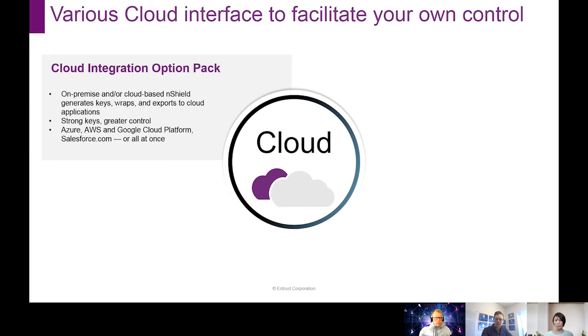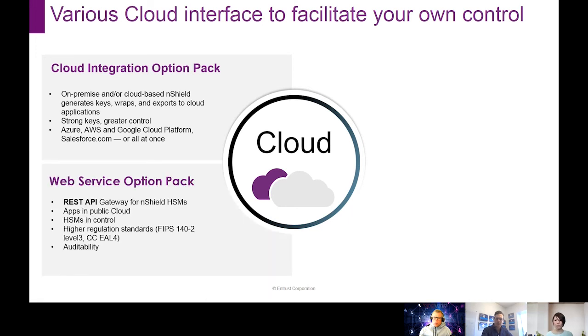Cloud Integration Option Pack is for customers who are going to manage their data in the cloud using the bring your own key method. It helps customers generate and upload the key with easy steps using any of the nShield models I mentioned. Web Services Option Pack allows your application in the cloud, such as a virtual image or container environment, to interact with the HSM using a RESTful interface, which facilitates really easy access to the core security functions. At the same time, it removes any footprint of the HSM software from your application side.